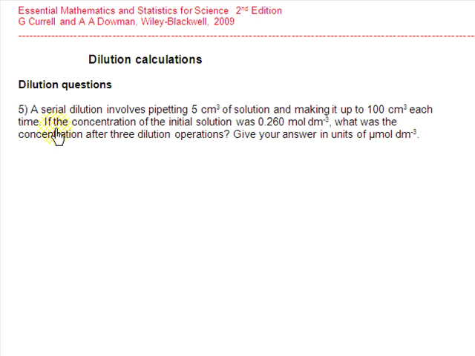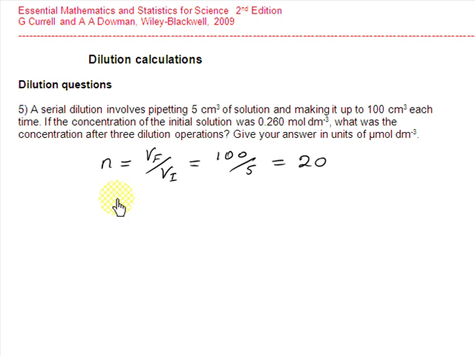In this question, we're told that a serial dilution involves a number of stages, and at each stage, 5 centimeters cubed of an initial solution is made up to 100 centimeters cubed. So we can calculate the dilution ratio N for each stage, and this will be the final volume divided by the initial volume for each stage. So this is 100 divided by 5. This is a dilution ratio of 20 for each stage.